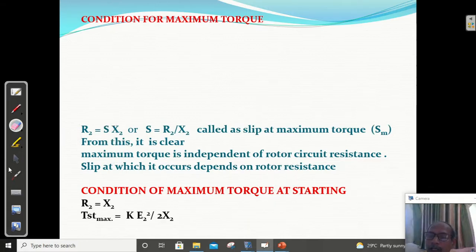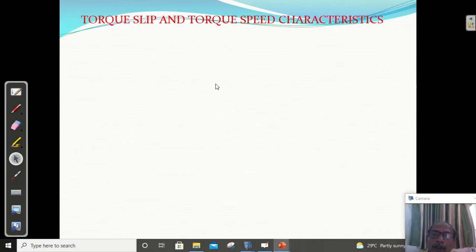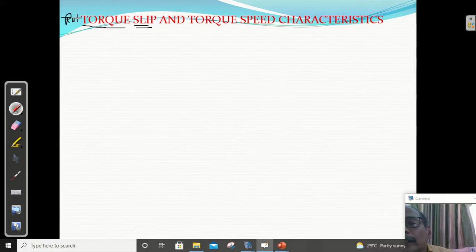These things we got it. Now next, torque slip characteristics. Torque versus slip characteristic we are going to discuss. So which torque are we talking about? Running torque. When you take slip, which torque will come here? Running torque, not starting torque, right.